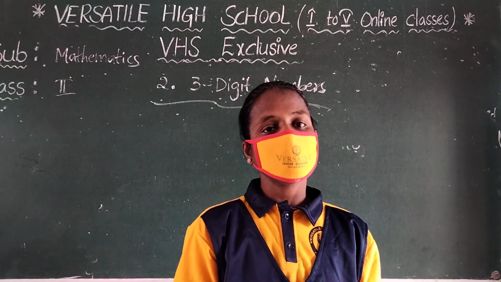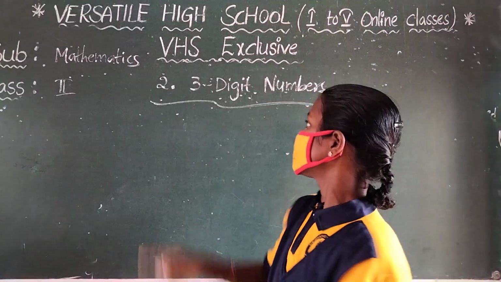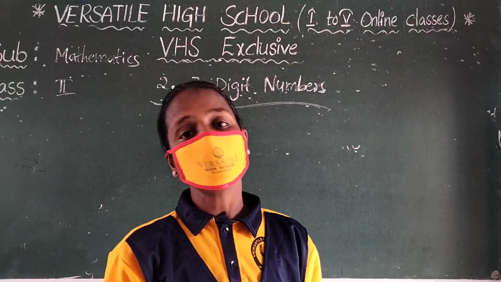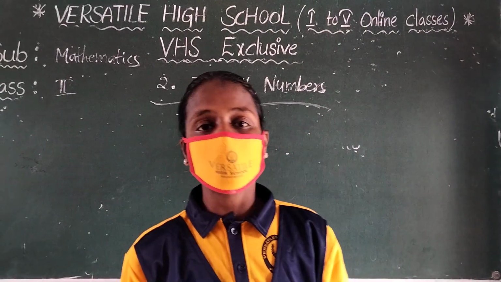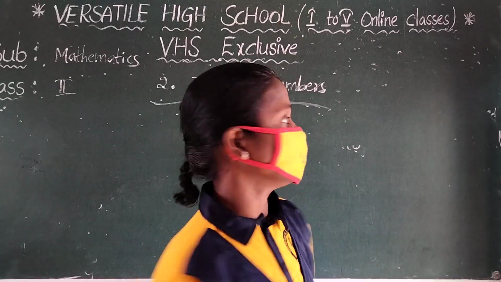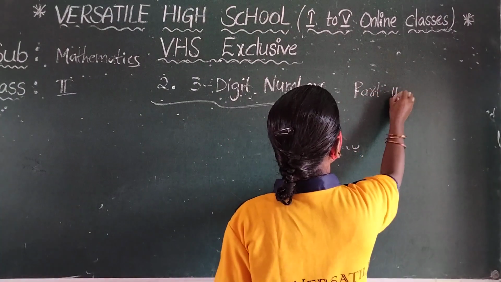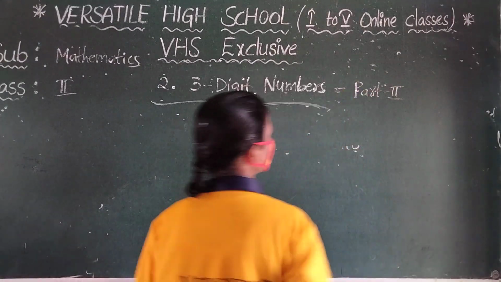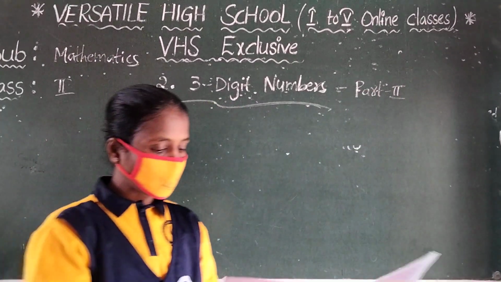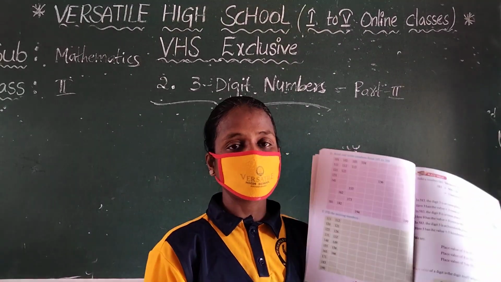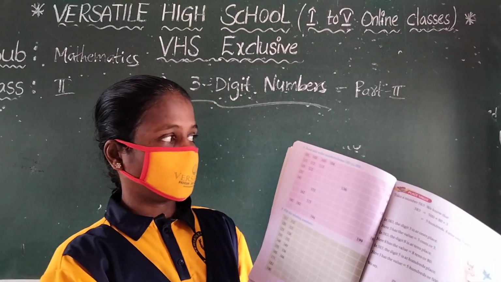Children, we already learned that in the second chapter, 3-digit numbers, part 1 is completed. Today we are going to part 2. What is that? Part 2. Children, open your textbook, page number 16. See the page number 16.